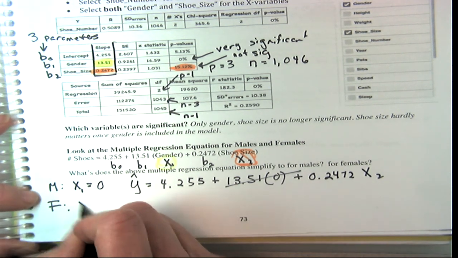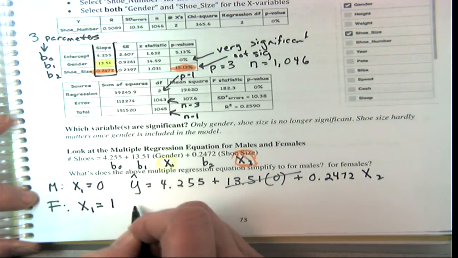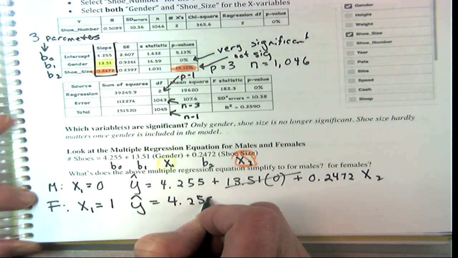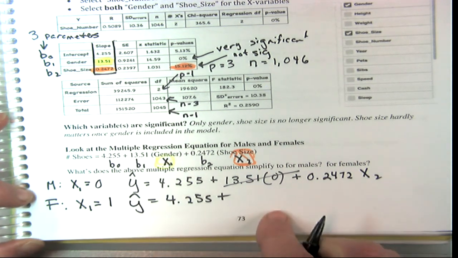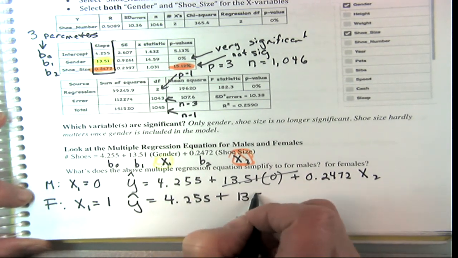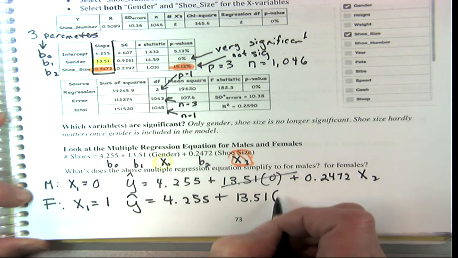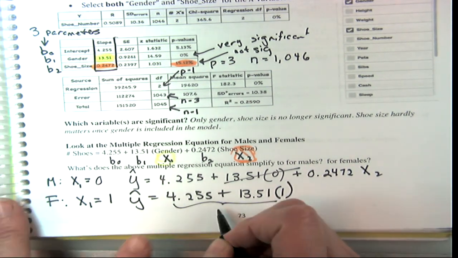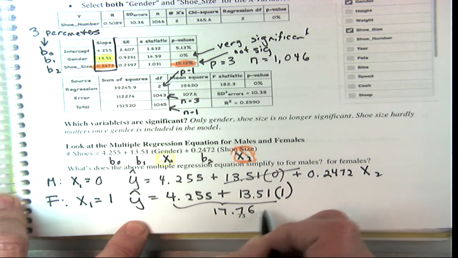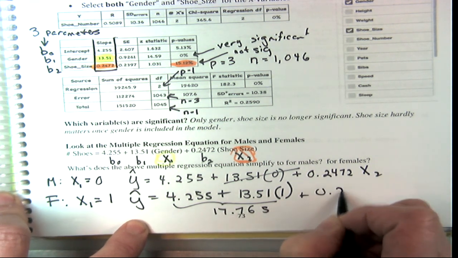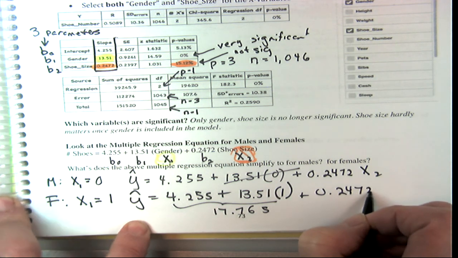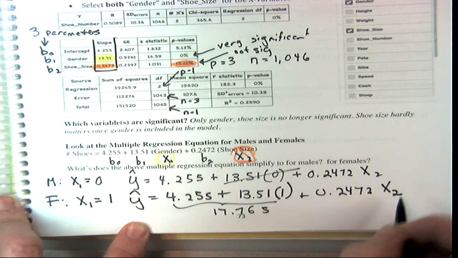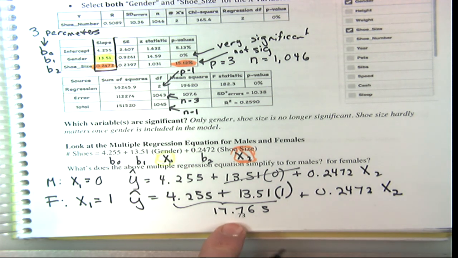For females, X1 is equal to 1, so we're doing the same thing. Now we have 4.255, but look at the difference being a female makes. That is really huge: 13.51 times 1. If you add this together, it's 17.765, plus 0.2472 times X2.